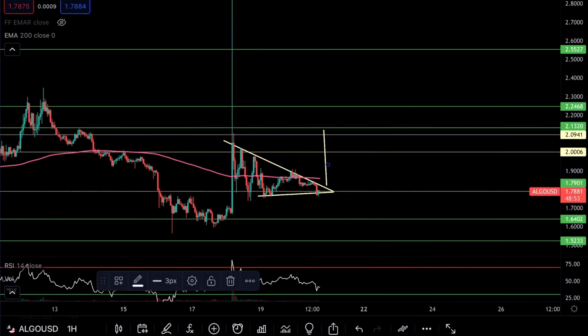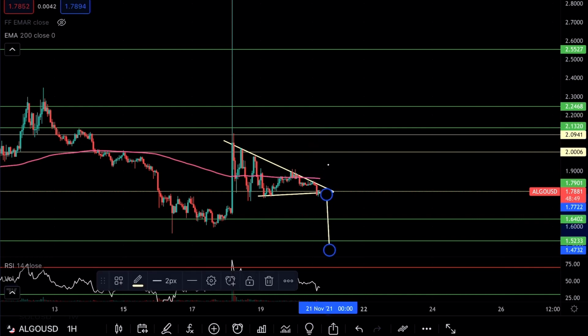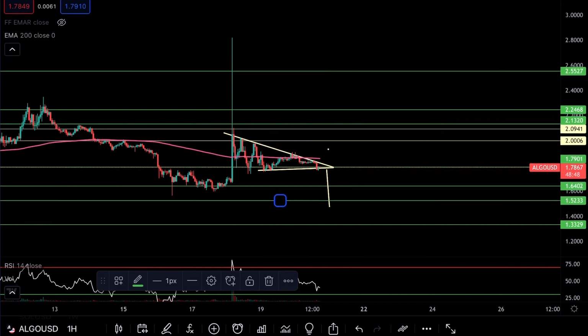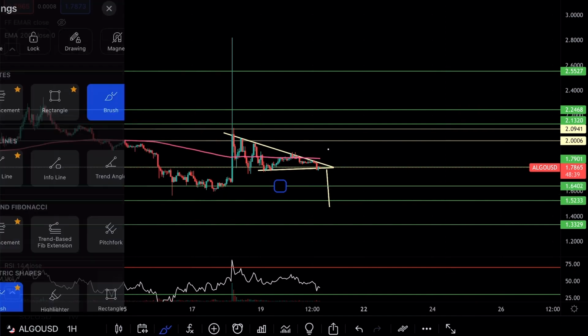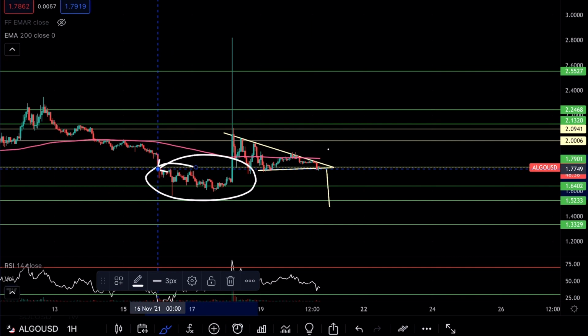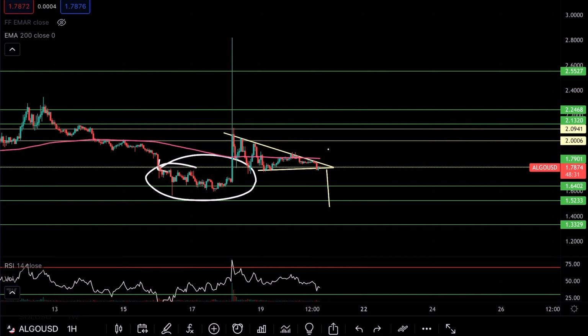Now, if we break out to the downside, we've got to be wary of further lower levels. And I've made this very clear on Algorand. If Bitcoin has a wobble and Algorand therefore has to head to the downside, not only could we be heading down to 164, which is a very important support level, you can see a bunch of support here on the hourly, but I can even see 152 in our agenda here on Algorand as well. So you have to be very careful of those levels.